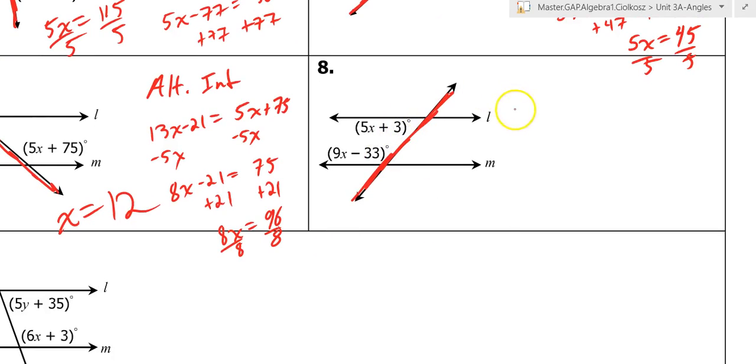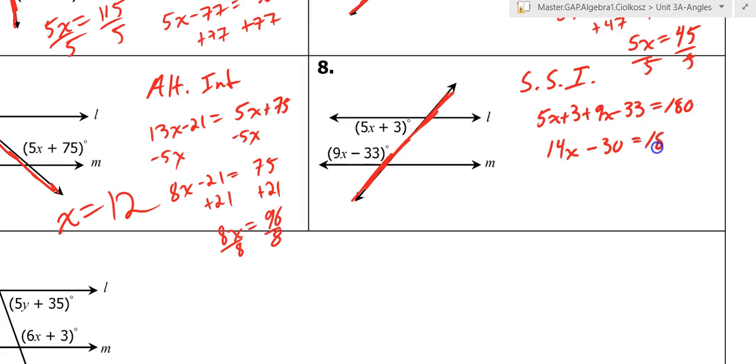This one, same side interior. That means they add to 180. Same side of the line, just combine. End up with x is 15.